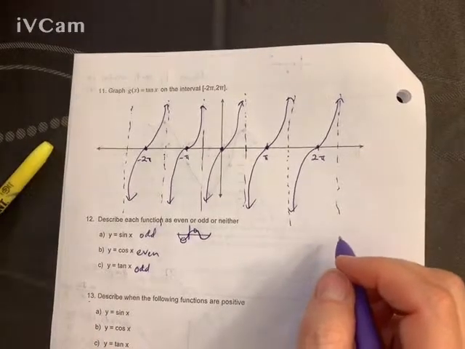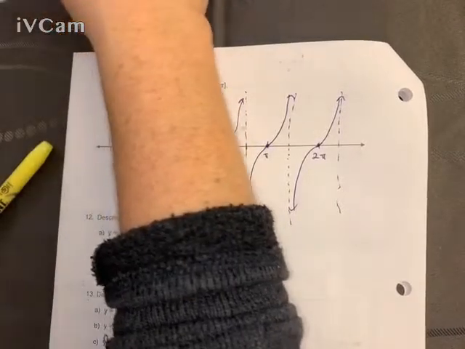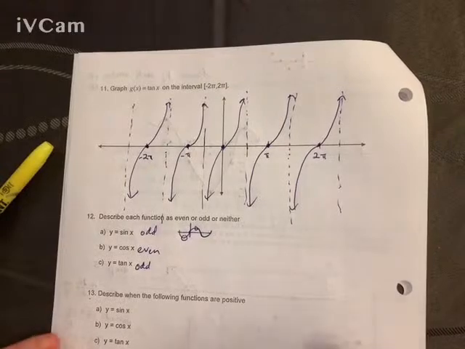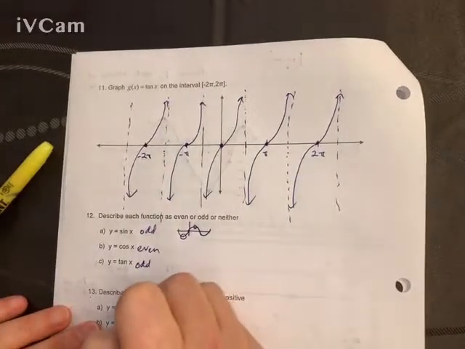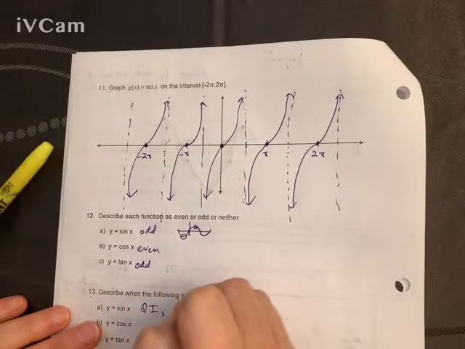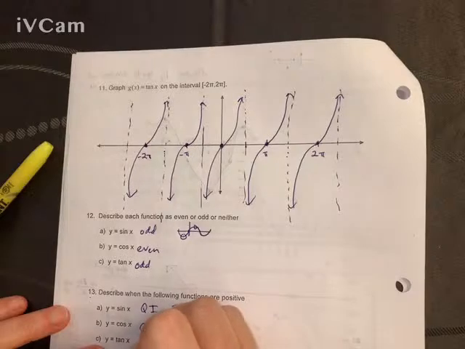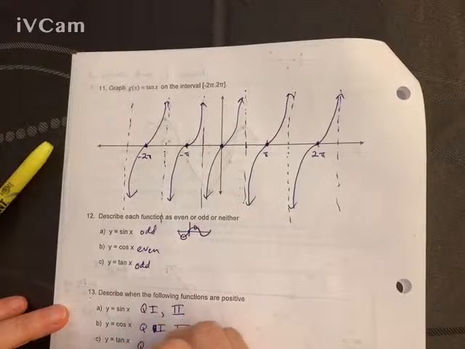Describe when the following functions are positive. So, this is going to be a long video. Yeah, it is. You can do this two different ways. You can do it by quadrants or by intervals. So you can say sine is positive in quadrant 1 and quadrant 2, cosine in quadrant 1 and 4, tangent in quadrant 1 and 3.